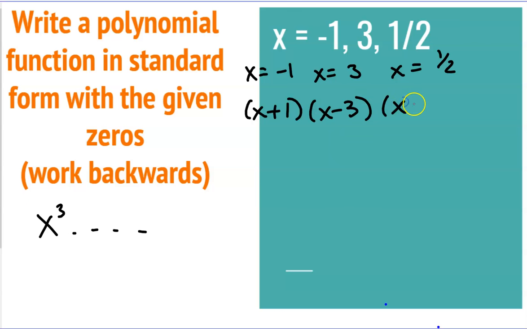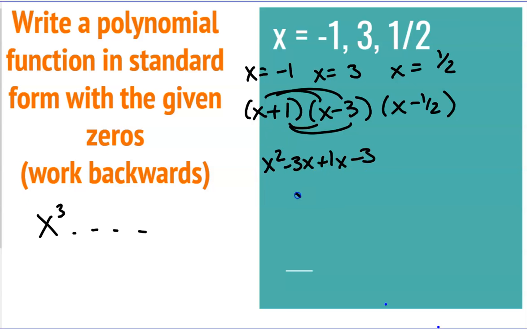And then here we're going to subtract 1/2 back over to make that factor x minus 1/2. Here we get to multiply. I'm going to multiply these first two together first by doing FOIL. I'm going to get x squared minus 3x plus 1x minus 3, which is x squared minus 2x minus 3.